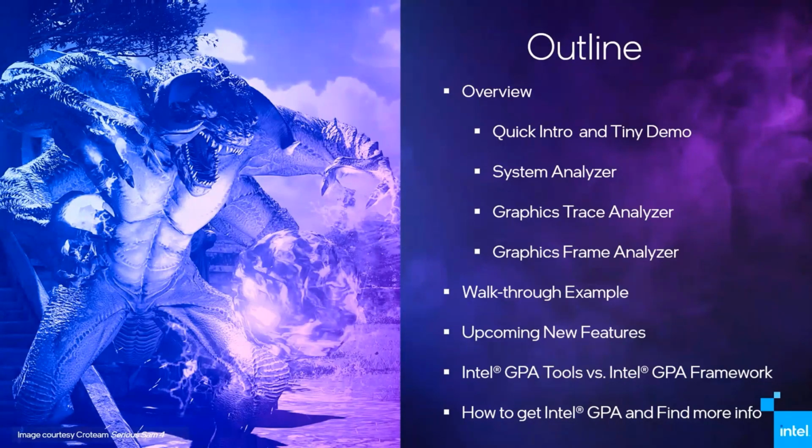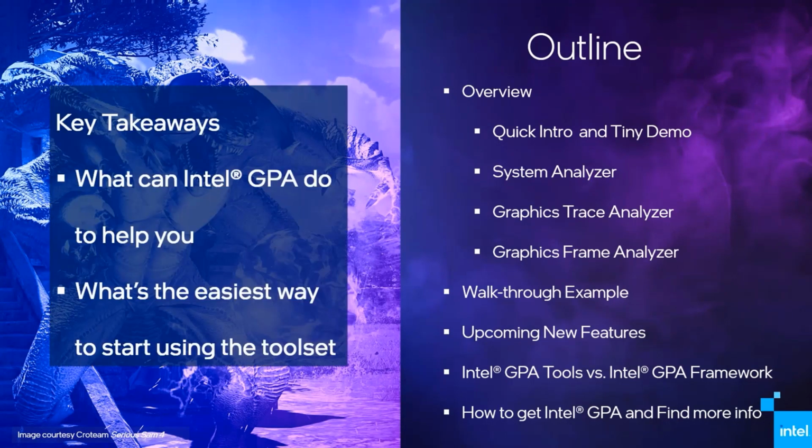There's a lot of information packed into the next 40 to 50 minutes. It will be kind of a whirlwind, but I'll point you to more information so you can see the details again, and this video will be available later. So I want your key takeaways from this: what can Intel GPA do to help you? And what's the easiest way to start using the tool set?